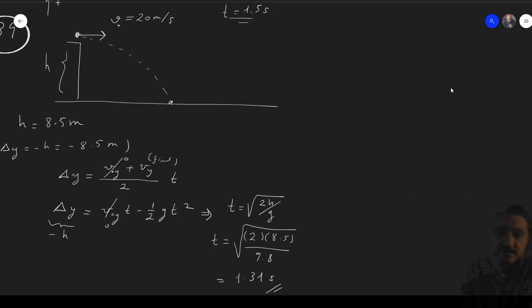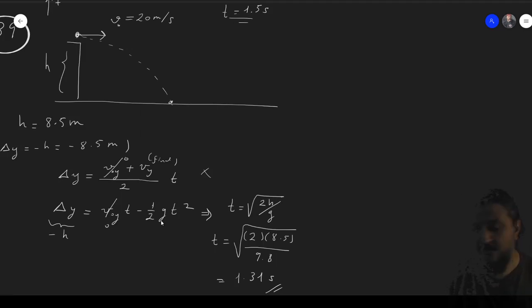Now, could we use the first equation here? Well, no, because I know what delta y is, but both v y and t are unknown, so this equation is useless. But the second equation helped me to find t. And I didn't even bother to find where in the x direction it lands. I don't need it.